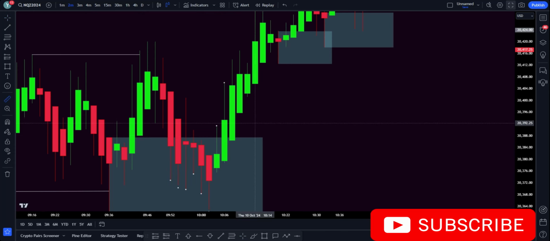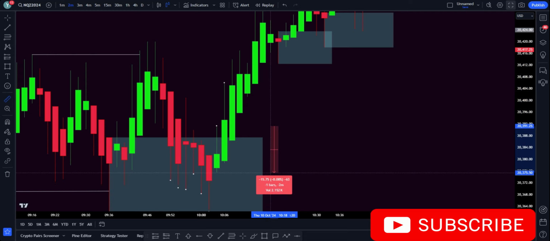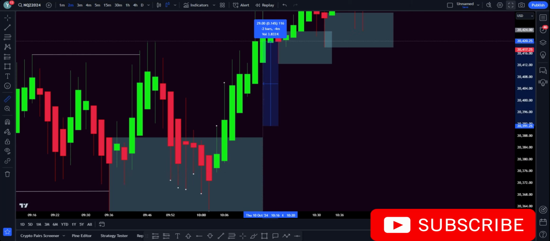If we got in on this candle, we would have got in right there and targeted this high over here. So we would have made 115 ticks if we got in right there on that high. And the stop loss would have been under this low, so 63 ticks of risk to make 115.